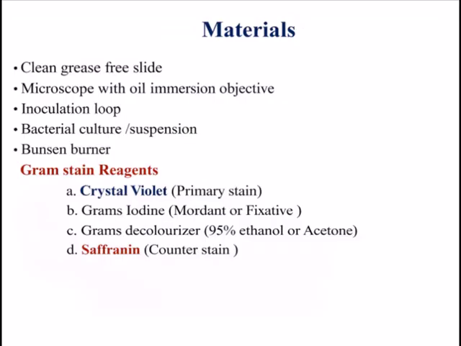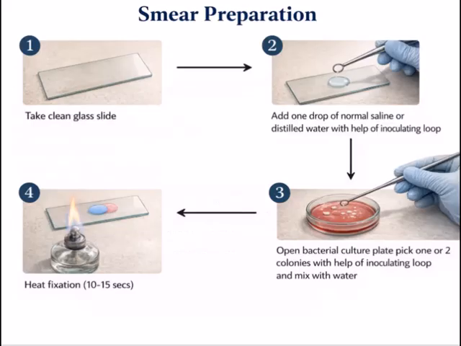The materials that we need for a gram stain are a clean grease-free slide, a microscope with oil immersion objective, an inoculation loop, bacterial culture, a Bunsen burner, and gram stain reagents. We need crystal violet, gram iodine, gram decolorizer, which is 95% ethanol or acetone, and safranin.